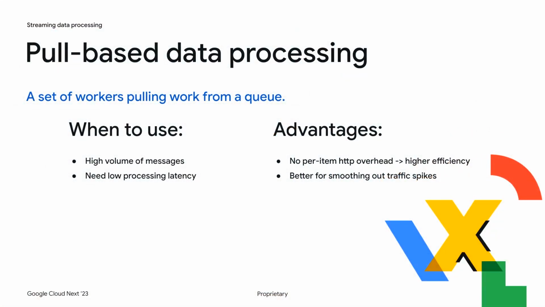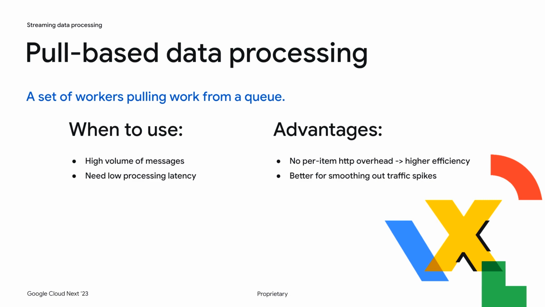So now let's talk about pull-based data processing. You want to use pull-based processing if you have a really high throughput, if you have a really high volume of messages and need to achieve high throughput, or if you need to achieve low latency. And the advantages of this kind of paradigm are twofold.